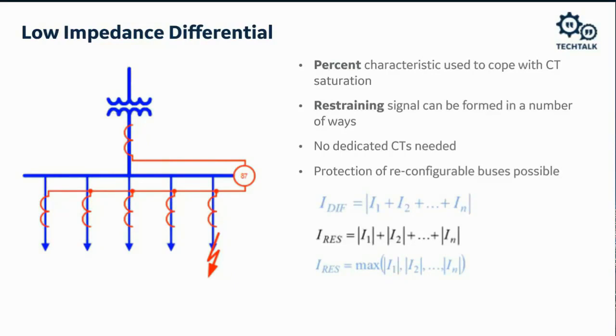The advantage is no dedicated CTs needed. We don't need to have CTs with the same ratio. These CTs can be reusable for other things, such as breaker failure protection. The relay will take care of the mismatch of the CT ratios. Protection of reconfigurable buses is possible, and we'll talk a little bit about that later.